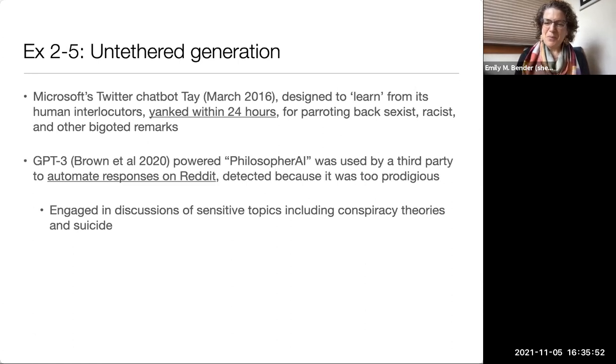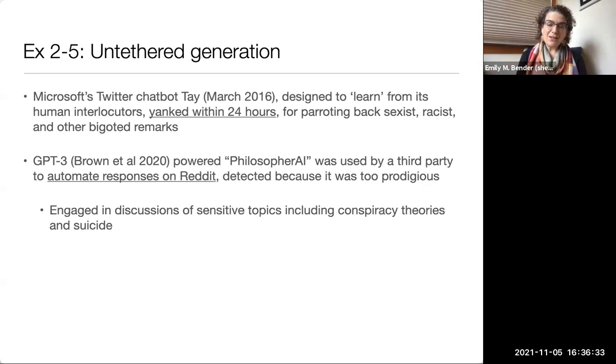Another example, much more recently, is GPT-3 has been used to create something called Philosopher AI, which was this chatbot where you could ask it supposedly questions around philosophy and it would give you philosophical answers. And yet another person, not the Philosopher AI developer, then used that to create automated responses to questions on Reddit. And it was detected not because it was saying things that didn't seem plausible or like what a human would say, but because it was too prodigious. No human could have been typing that much. And so someone noticed, and it was revealed that this was actually GPT-3, basically.